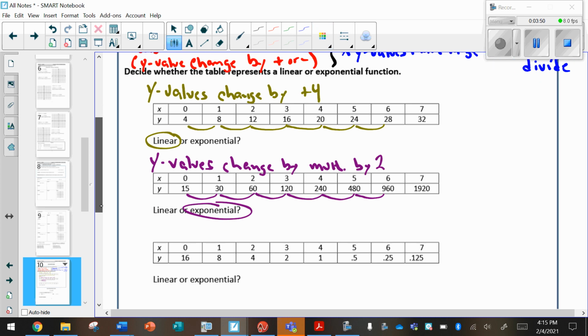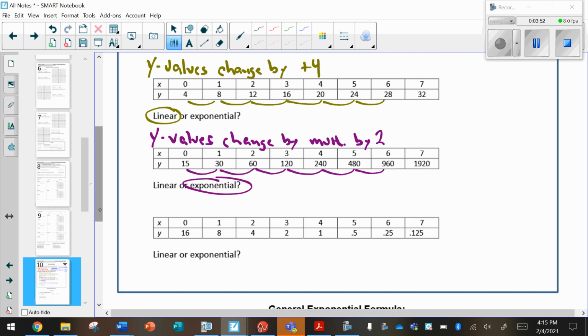Let's try the third one. It goes from 16 to 8, and you might be thinking, okay, that's just subtracting 8, or maybe it's a half. You keep looking to find the pattern, and we notice that it keeps going down by a half. So the y values change by dividing by 2, but we are multiplying by 1/2. Dividing by 2 means multiplying by a half. That means our equation is exponential. So on a table, that's how we know.